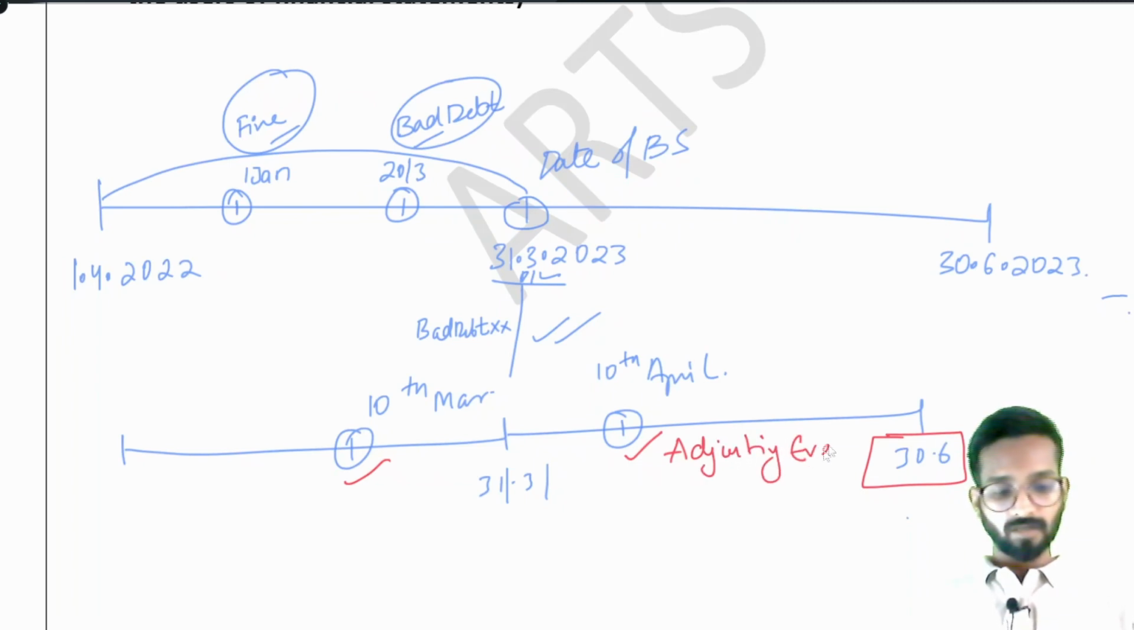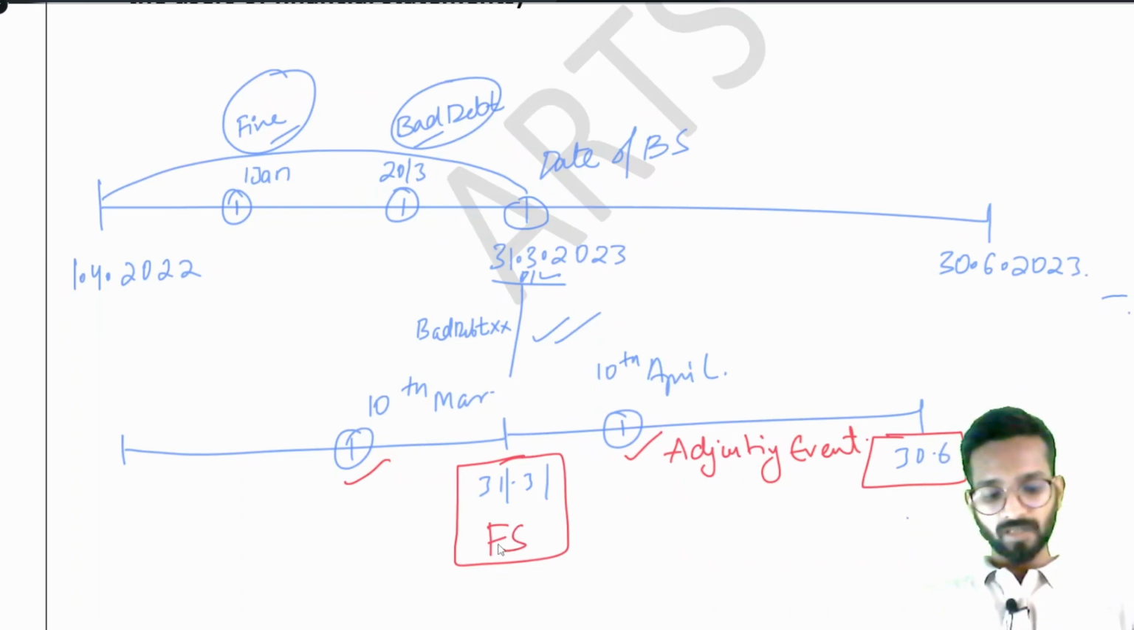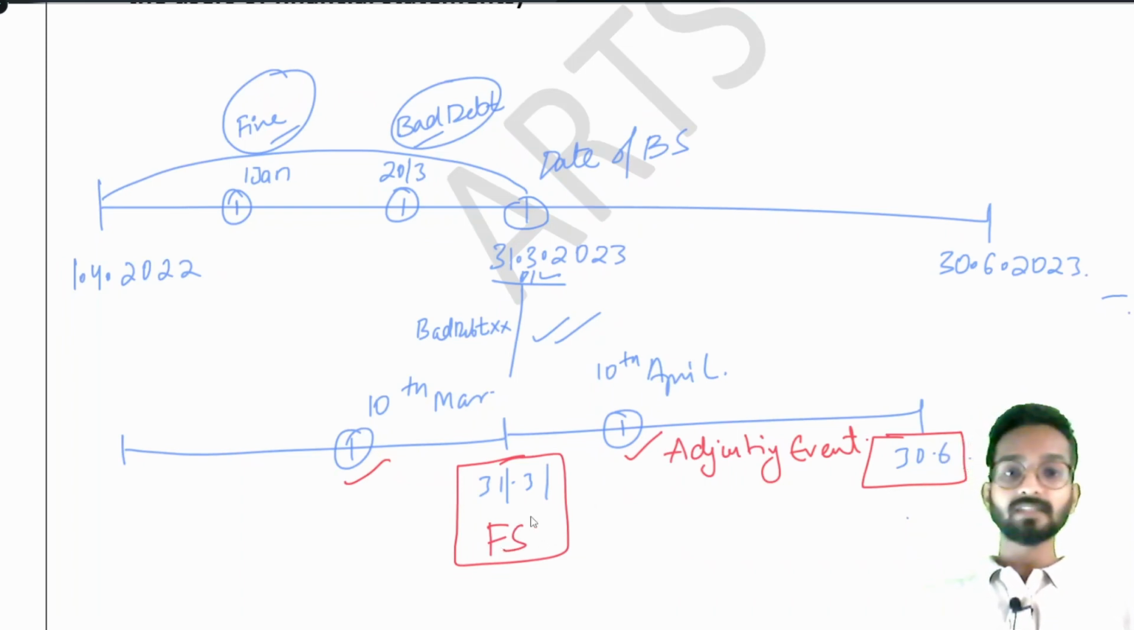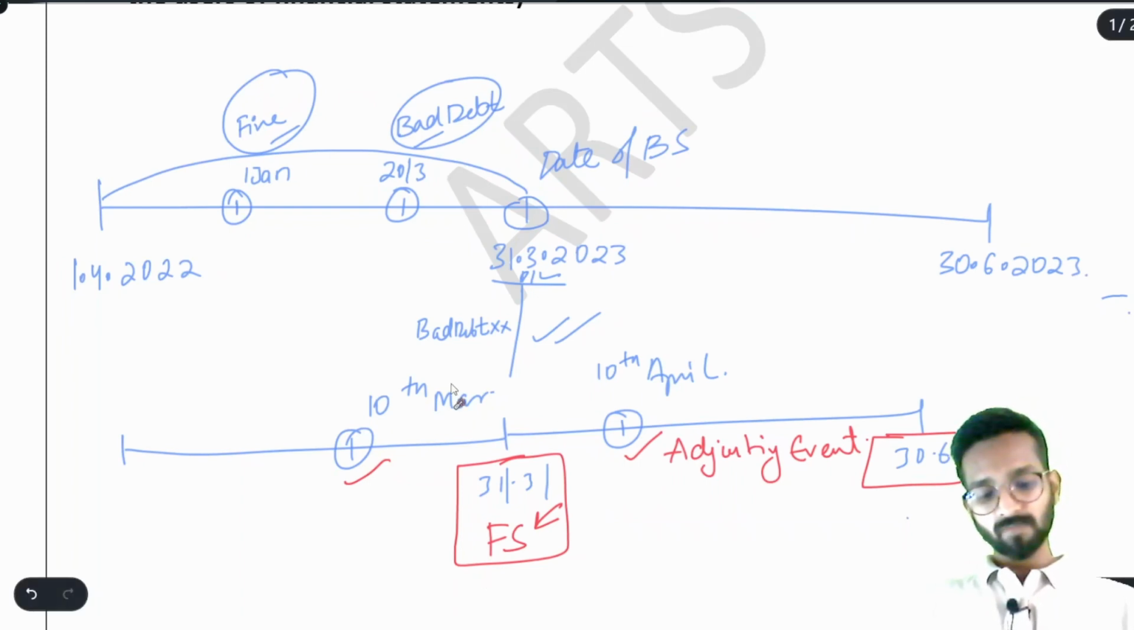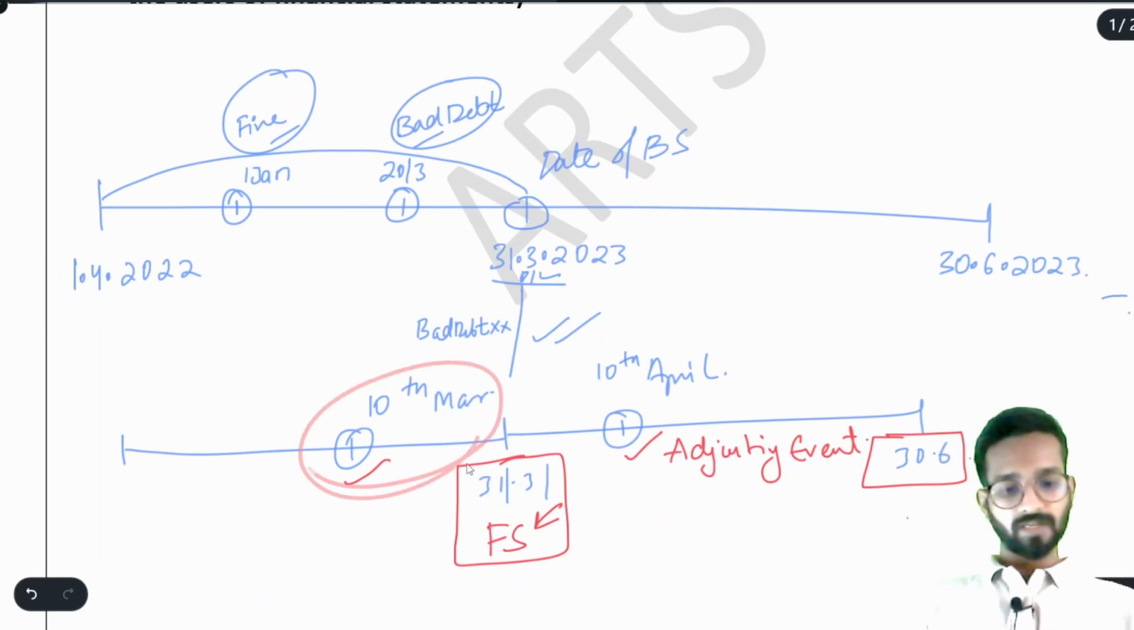Sir, adjusting event ka matlab? Adjusting event means on 31st March, whatever financial statements you have prepared, there you have to adjust this transaction also. You will go into this financial statement and pass some adjustment entry for this bad debt that happened. Understood? Because we already knew that there was some condition before the date of financial statement.